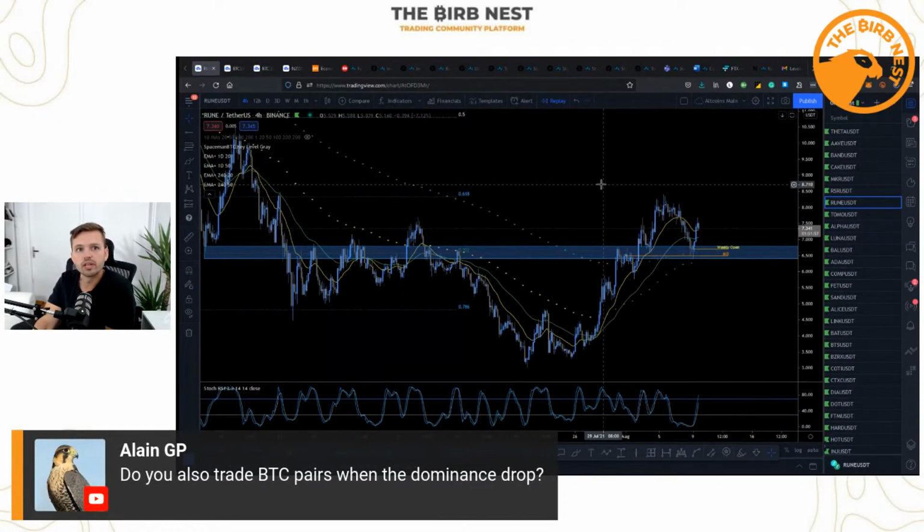Do you also trade BTC pairs when dominance drops? I haven't traded BTC pairs in forever, maybe a year, and I don't know why. Trading the altcoins versus USDT is working so good. I think in the past I only traded altcoins versus BTC, but now I'm only trading altcoins versus USDT, and I feel like it works so much better.